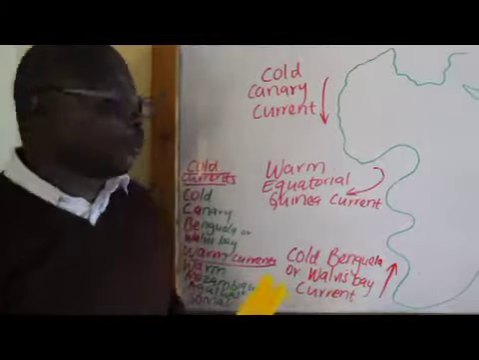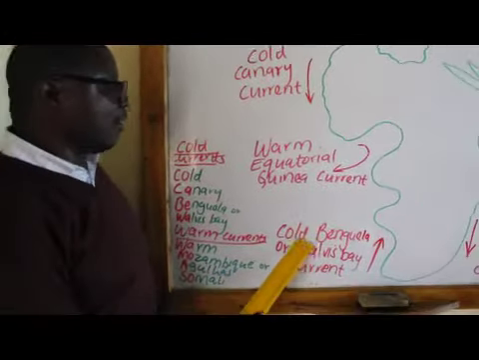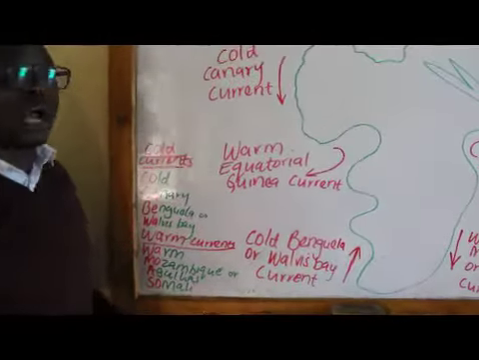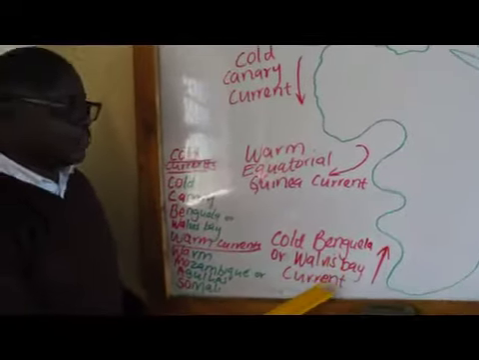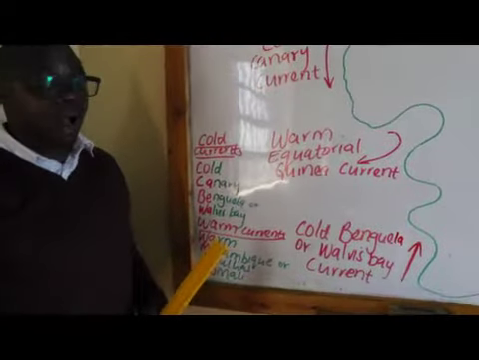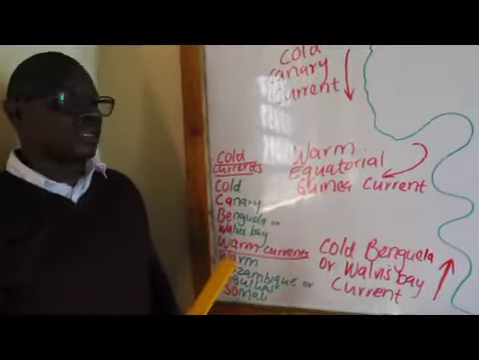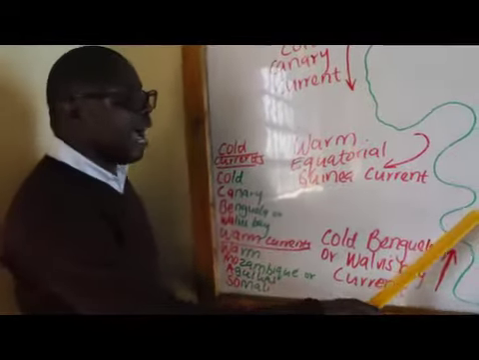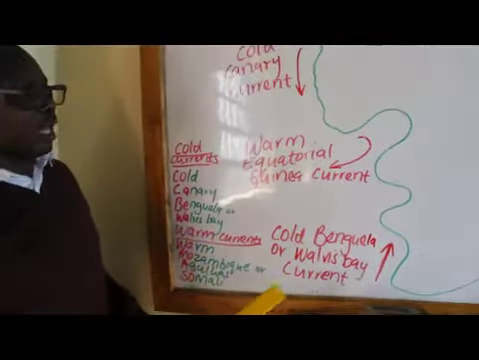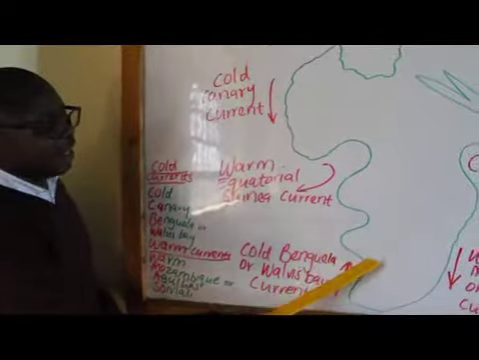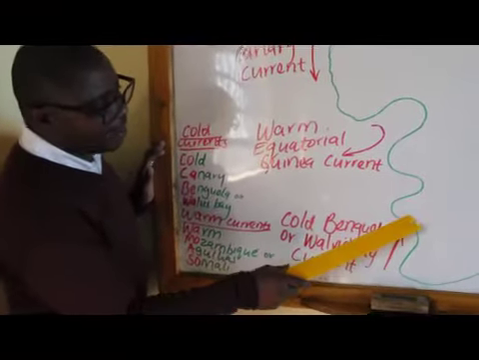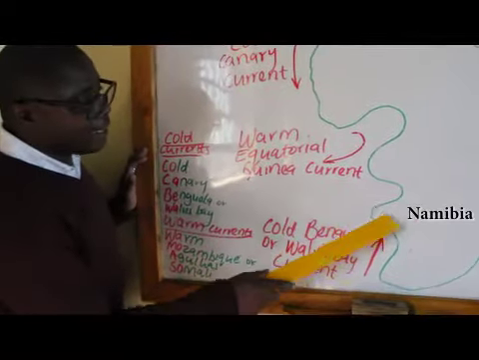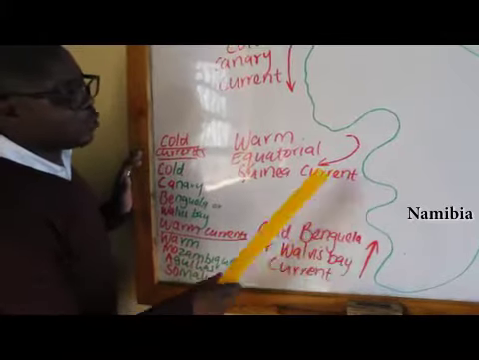Now allow me to briefly talk about this unique cold current known as the Benguela or Walvis Bay current. The Benguela or Walvis Bay current has some effect on the adjacent land, and I'm talking about the adjacent land here, that is this country called Namibia. It brings some effect to the coast of Namibia.